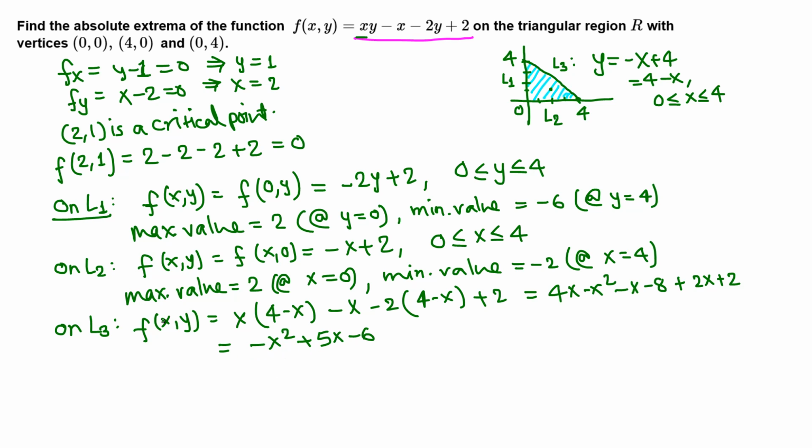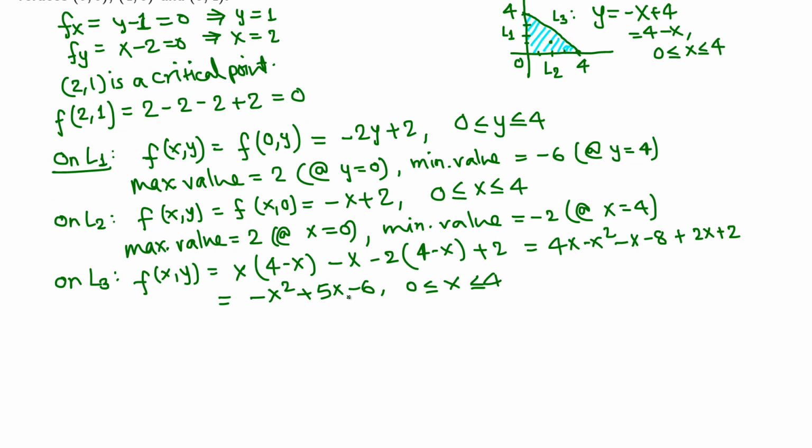Now we need to find the maximum and minimum value of this function, when x goes from 0 through 4. Because only x is here, and x is going from 0 through 4. It's pretty much a calculus 1 question. How do we find the absolute maximum and minimum value of this function? We find the critical number of this function and evaluate the function at the critical numbers and at the endpoints, 0 and 4. But the endpoints are already evaluated, so we don't have to do it again.